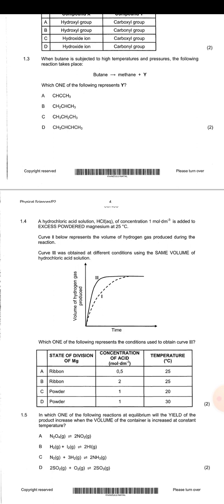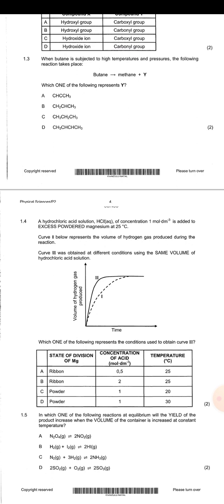So the first one, state of division, ribbon. Okay, state of division, we have ribbon, powder. And if you have done this, you know that powder will actually cause the reaction rate to be higher, right? The reaction occurs faster, there's higher surface area. So the answer is either C or D. So you have ruled out A. No need to look for the other ones.